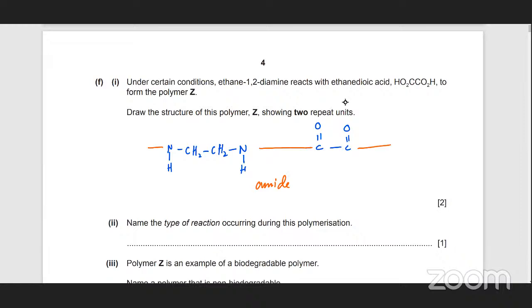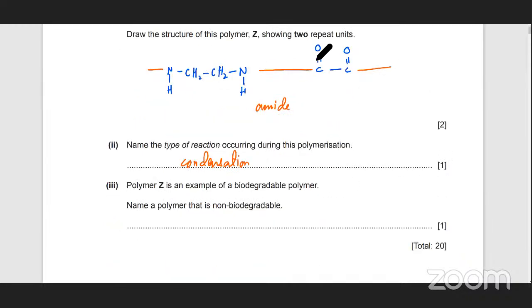And name the type of reaction. So it's an example of condensation polymerization. You can remember polyesters, polyamides, and complex carbohydrates. They are examples of condensation polymers. Okay, Sakib, is this clear?